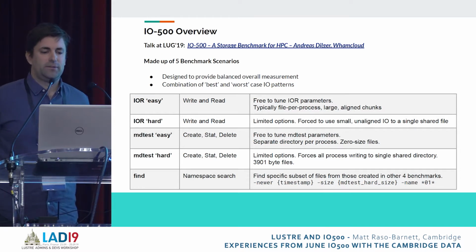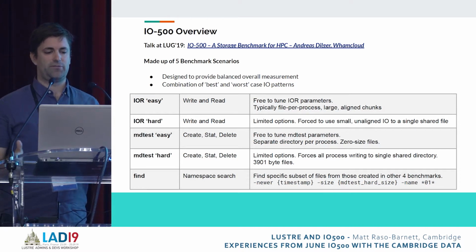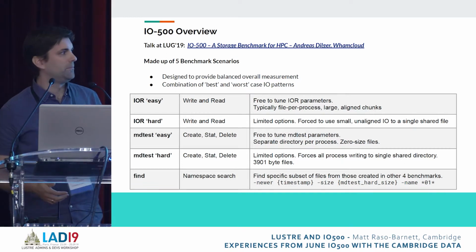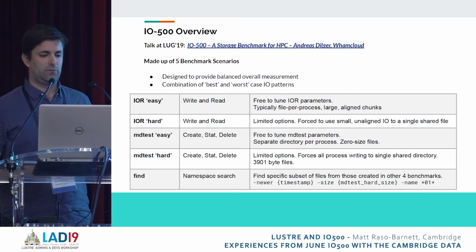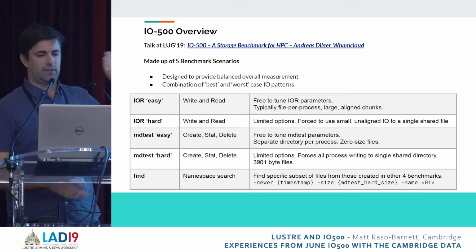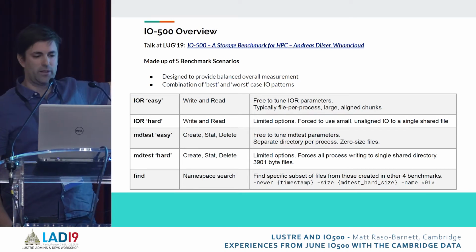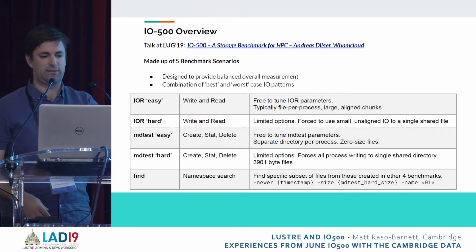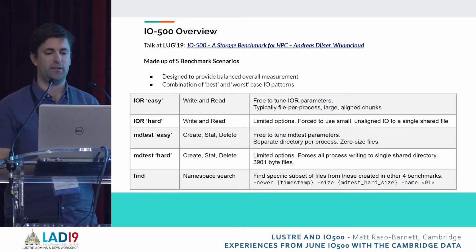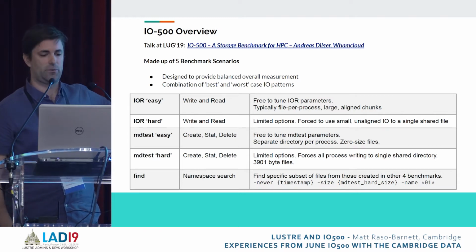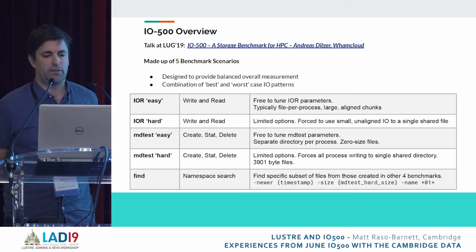You have limited options; most of the options are fixed for you in advance, and it forces you to use small unaligned I/O to a single shared file. So actually, in the previous talk, Siuchi was showing his single shared file and the IOR commands, and these match these phases. The IOR easy is the file per process, and the single shared file Siuchi was showing is the same as the IOR hard. And then you've got the metadata benchmarks.